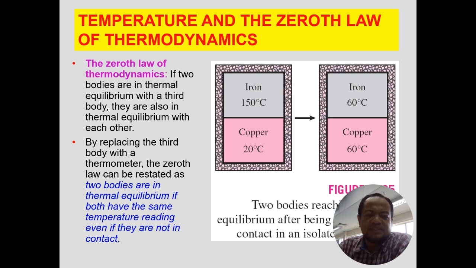By replacing the third body with a thermometer, the zeroth law can be restated as: two bodies are in thermal equilibrium if both have the same temperature reading, even if they are not in contact. Let's say they have a gap between the iron and copper, with a boundary. They will also reach equilibrium.